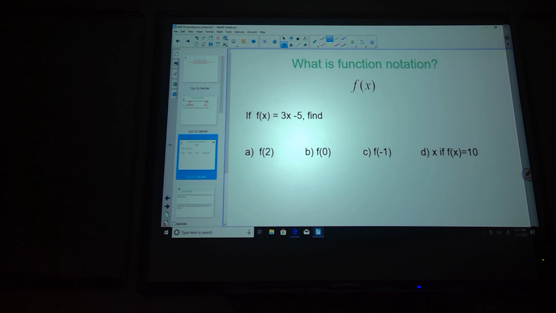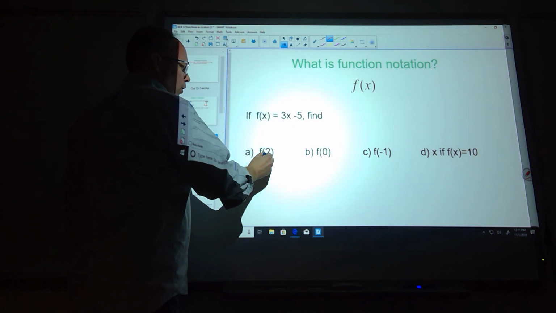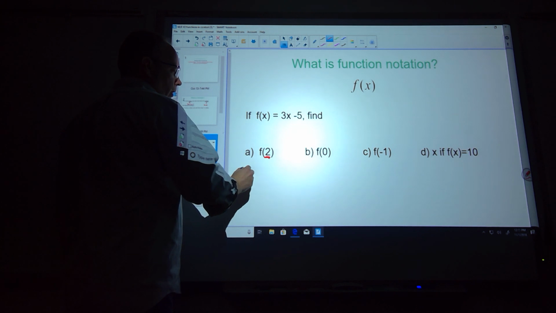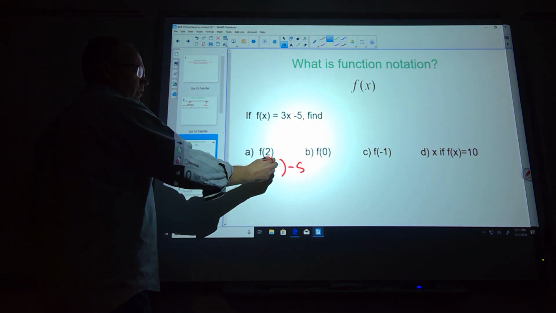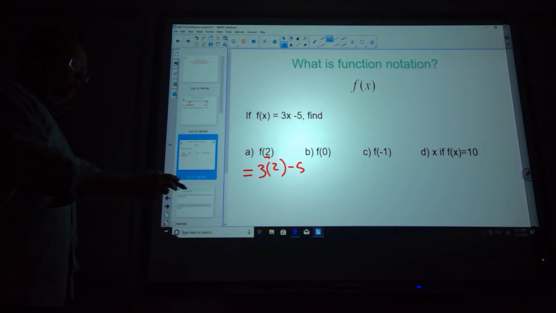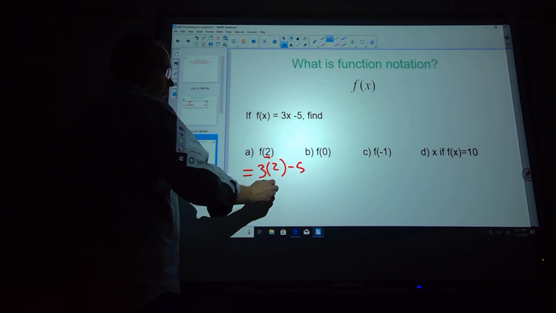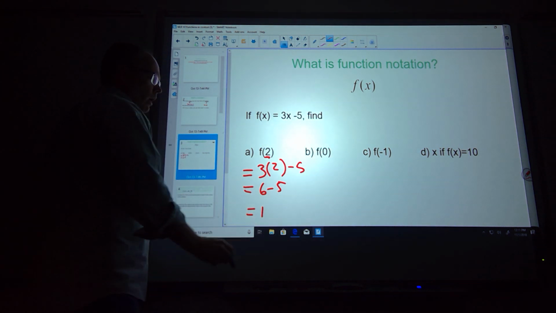So I have f(x) = 3x - 5. They want us to find f(2). So that means I'm going to take 2 and plug it in where my x had been. There was an x there. Now I'm going to plug a 2 in. Do the multiplication. 3 times 2 is 6. 6 minus 5. So I get 1.